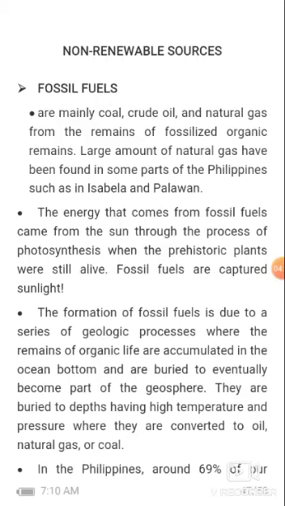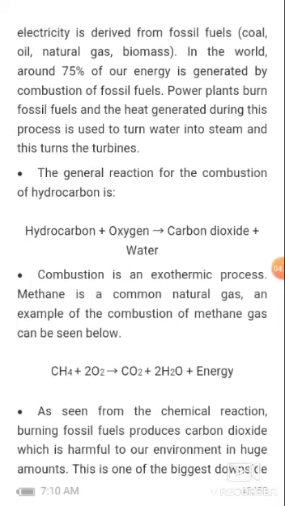So what is the geosphere? It is the lithosphere or the land sphere of the earth. They are buried deep to depths having high temperature and pressure where they are converted to oil, natural gas, or coal. In the Philippines, around 69% of our electricity is derived from fossil fuels. We have coal, oil, natural gas, and biomass.